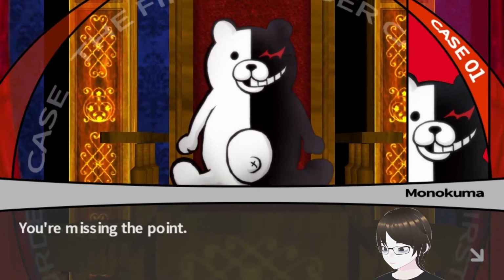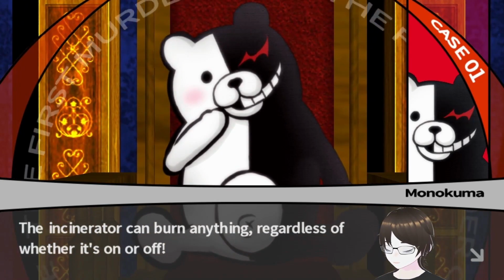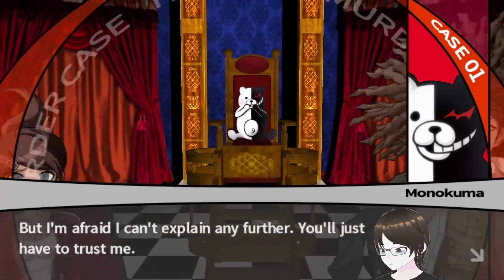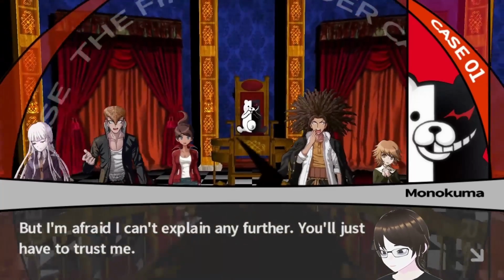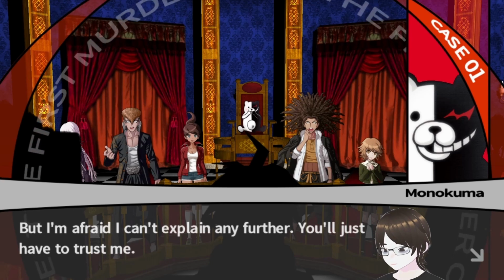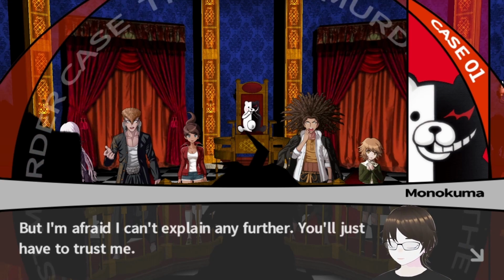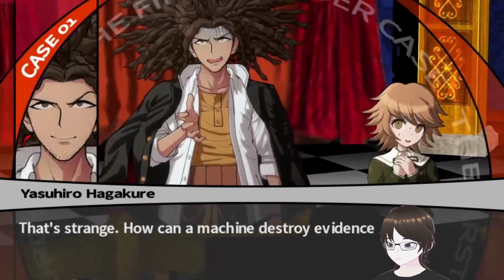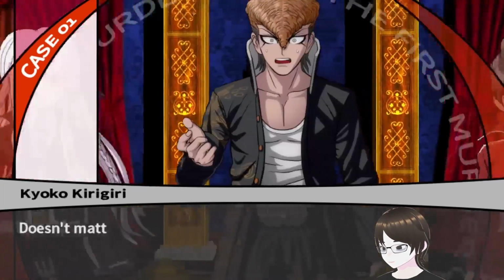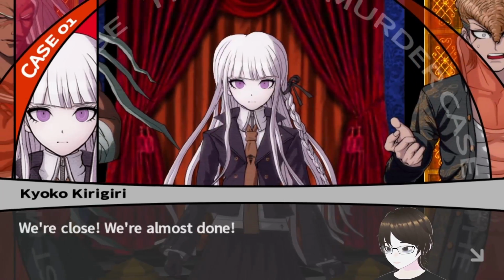You're missing the point. The incinerator can burn anything regardless of whether it's on or off. What? But I'm afraid I can't explain any further. You'll just have to trust me. The incinerator can burn anything, regardless of whether it's on or off. He definitely means figuratively. I don't know, not sure. That's strange. How can a machine destroy evidence even when it's not on? Doesn't matter. We need to keep searching for evidence. We're close. We're almost done.